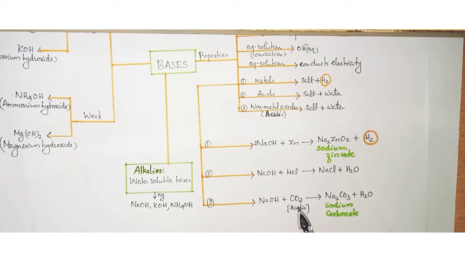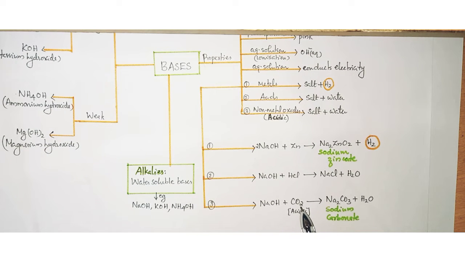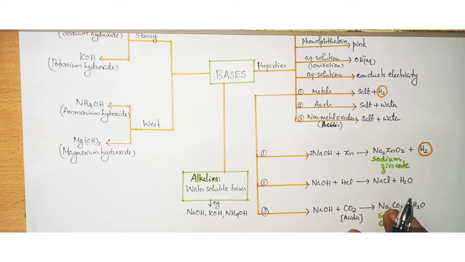Again base plus acidic oxide or a non-metallic oxide. So non-metallic oxide example carbon dioxide is taken here. So carbon dioxide is a non-metallic oxide which is acidic in nature, so we can expect a neutralization reaction. So the corresponding salt formed is sodium carbonate, Na2CO3 and water. So these are the chemical reactions.